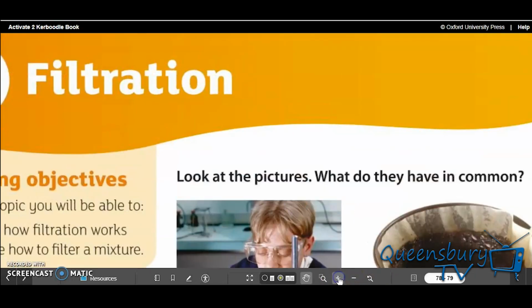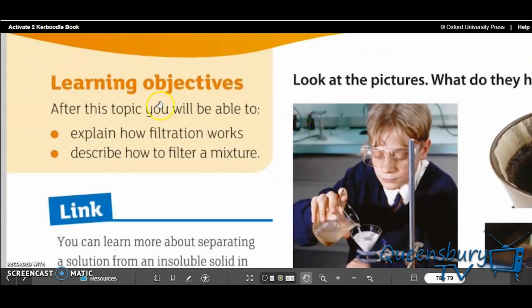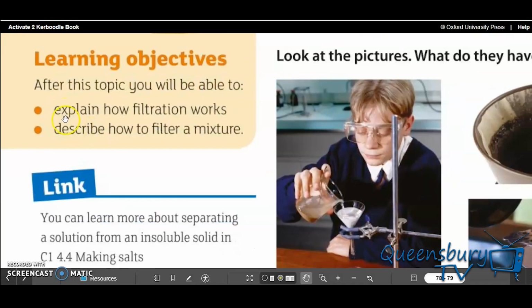So, our objectives for this lesson are: can you tell me the equipment required for carrying out filtration? The second objective, explain how filtration works. And the final objective, describe how to filter a mixture.